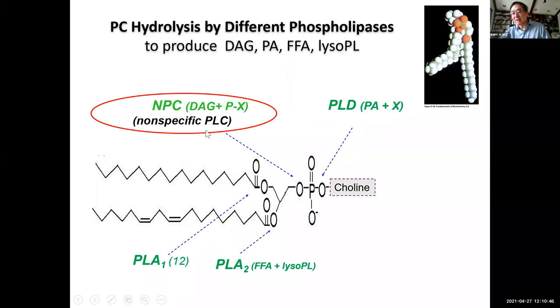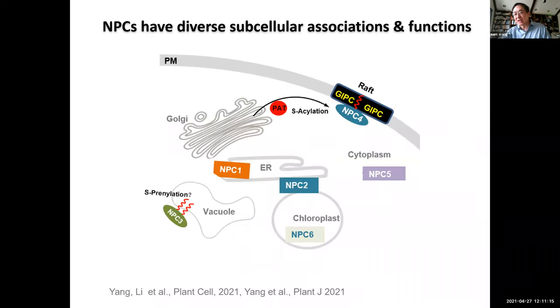This will hydrolyze the common membrane phospholipids at the first phosphodiester bond, giving you diacylglycerol, which is this particular portion, and the phosphorylated head group. And then you have an A type of phospholipase, which hydrolyzes the fatty acid groups. Today, what I want to give you is examples of how this NPC, the lung specific phospholipase, contributes to lipid production.